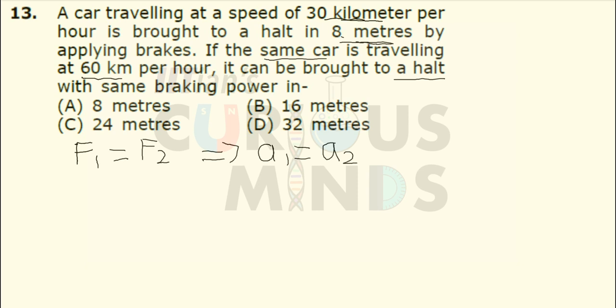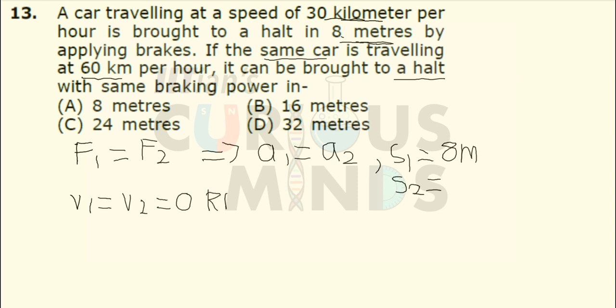Now we have to calculate the stopping distance. The stopping distance of the first case, S1, is given as 8 meter. We have to calculate the value of S2, the second stopping distance. Now both of them are stopping, so the final velocity in both cases, V1 equal to V2, will be equal to 0 kilometer per hour.